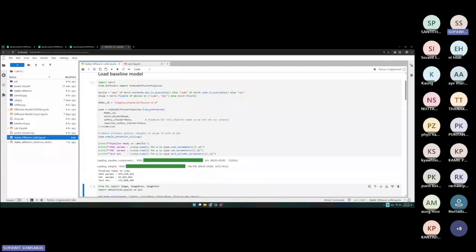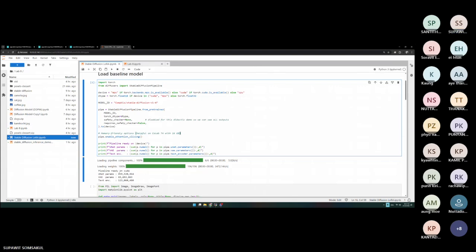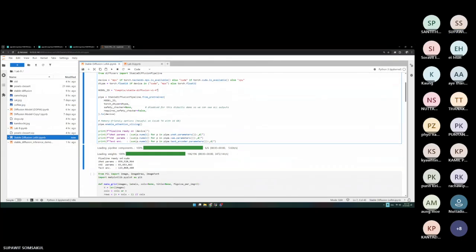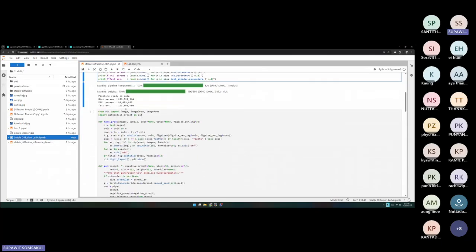If you run this block of code for the first time, it will take quite some time because it needs to load the pre-trained weights from the internet. If I remember correctly, this model is around 4 gigabytes in total. So pretty big. And the next one is just the helper function to plot the image and generate the image according to the prompt and other parameters.